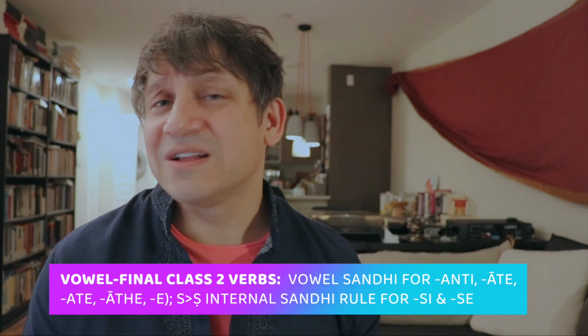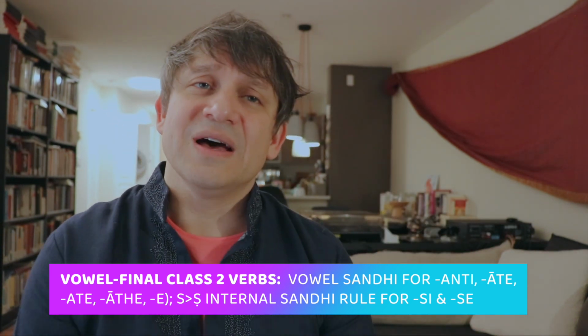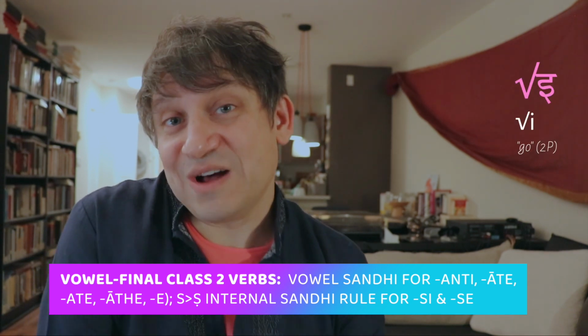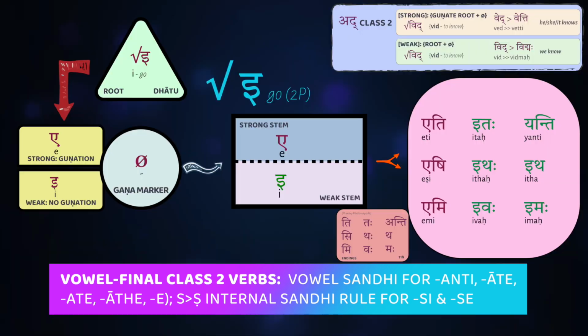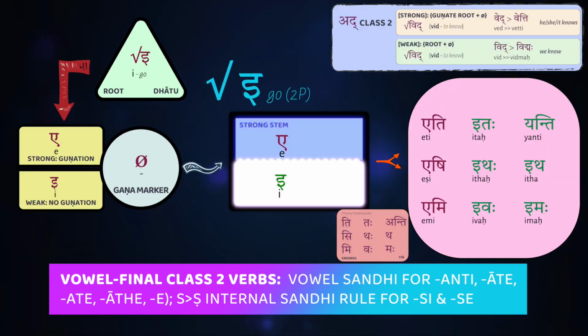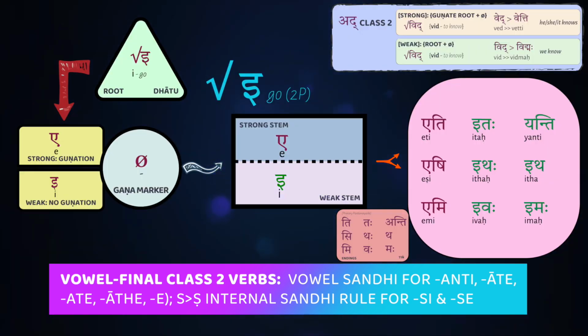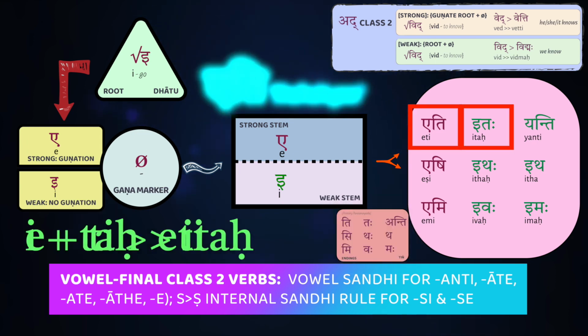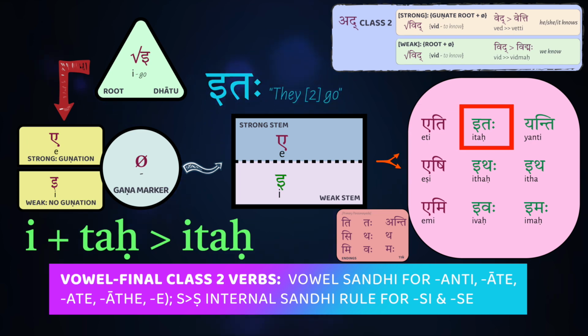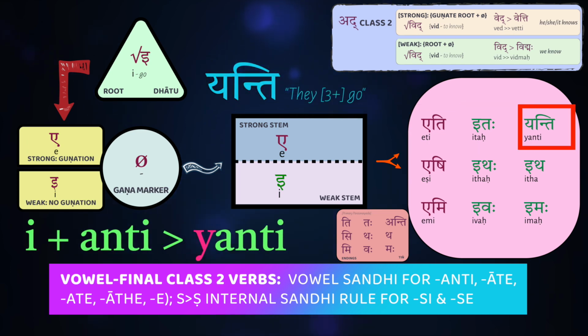There are many class 2 roots, and many of them end in vowels, or they are vowels, like the root i, which means to go. The strong stem of the root i is e. The weak stem is just i. So then you add your endings, and you'll get eti, he, she, it goes. Itaha, the two of them go. Yanti, three or more go. Notice that here the i plus a, because of the anti, forces the i to become the semivowel yakara.